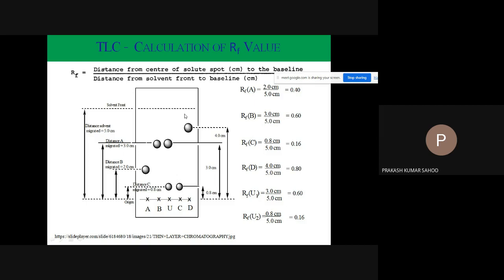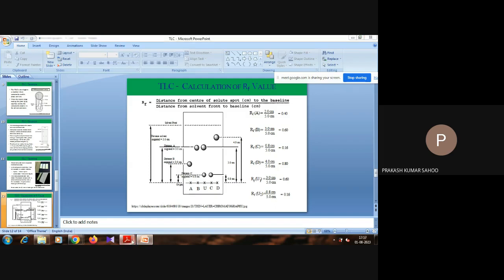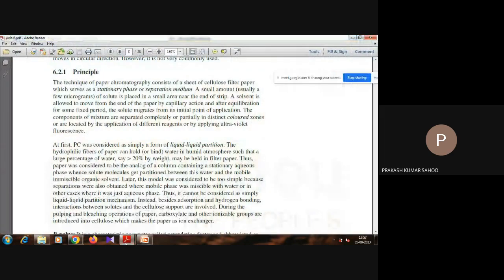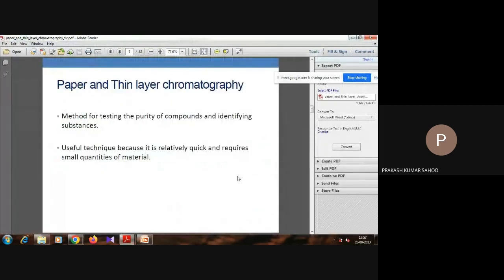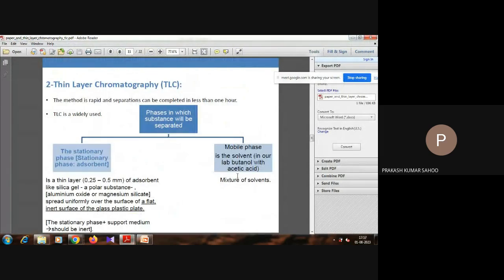That is very much close to 1. If it is close to 1, that means it is the most non-polar compound of this chromatography experiment. This is the maximum non-polar, and the minimum will be C and U. These are very much close to 0, that is 0.16 and 0.16. So by knowing the value of RF, we will conclude the type of substance or the type of compound we have in our chromatography experiment.